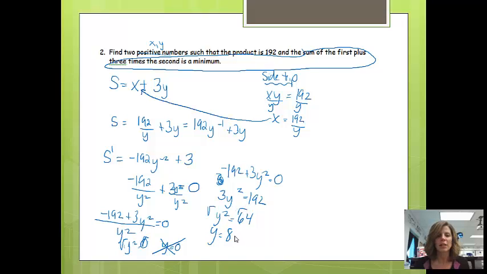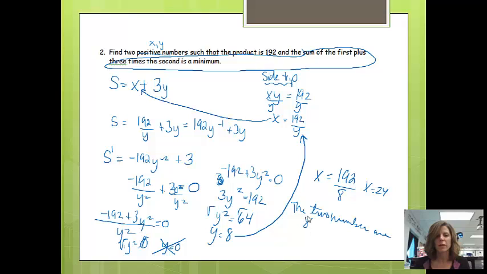And now to get my second number, I'm going to go back up to this equation right here. I'll get x equals 192 over 8, and when I divide that out, I'll get x equals 24. They are both positive, and when it said to find two positive numbers, I can now say the two numbers are 8 and 24. And there we go, we found those.